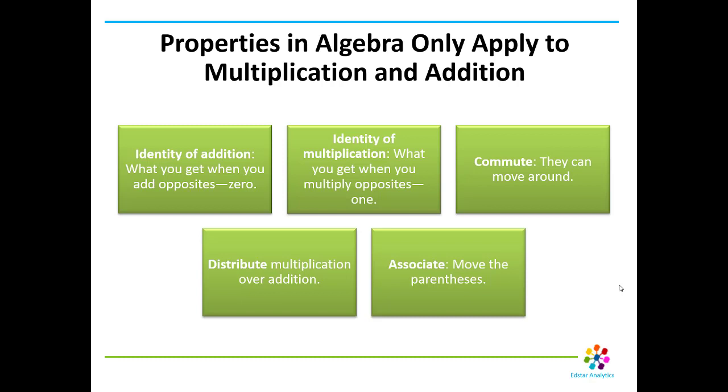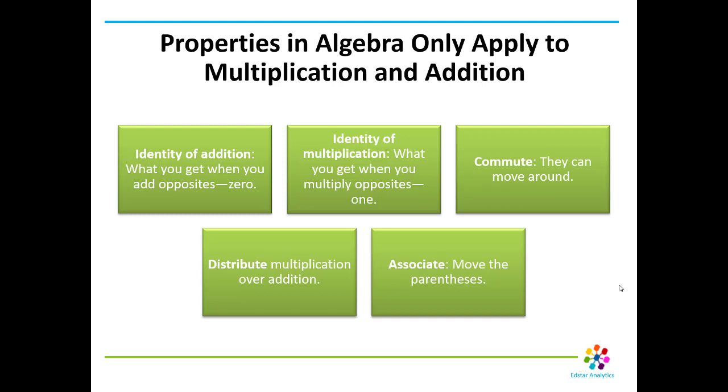The same analogous situation holds for multiplication. What do you get when you multiply two opposites, where by opposite we're in the context of multiplication? So if you multiply a fraction times that same fraction flipped upside down, you're going to get the same thing on top as you get on the bottom, and it's going to reduce to a 1. So anytime you multiply opposites, you get 1. So 1 is the identity of multiplication.